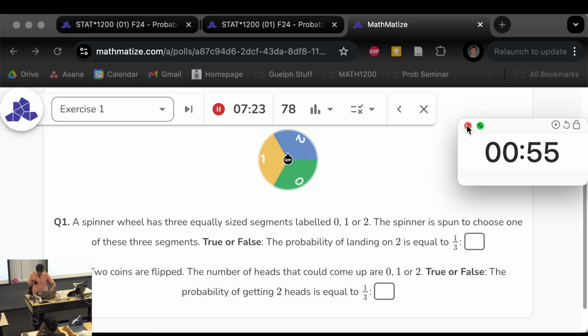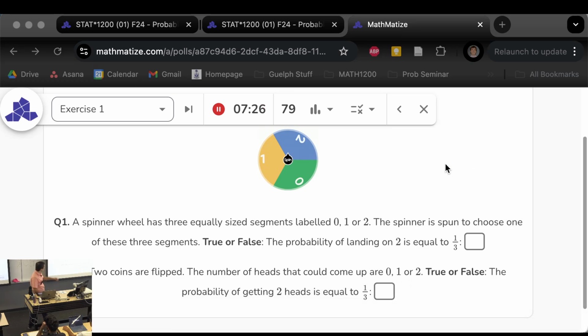Okay, so we have these two beautiful questions. One is about a spinner. The spinner can either come up 0, 1, or 2. The other one is about coin flips. The number of heads can be either 0, 1, or 2. So these seem like very similar situations.